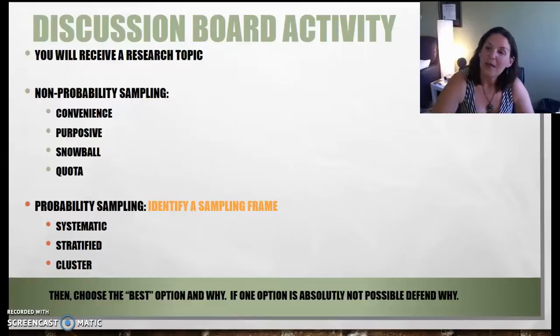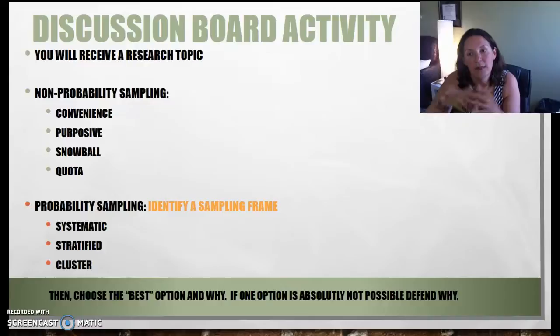And I think by doing that, it'll give you a good opportunity to practice thinking critically about the pros and cons of each sampling strategy. So pay attention to that handout. Do the reading and the quiz, and then I will hear from you on the discussion board.